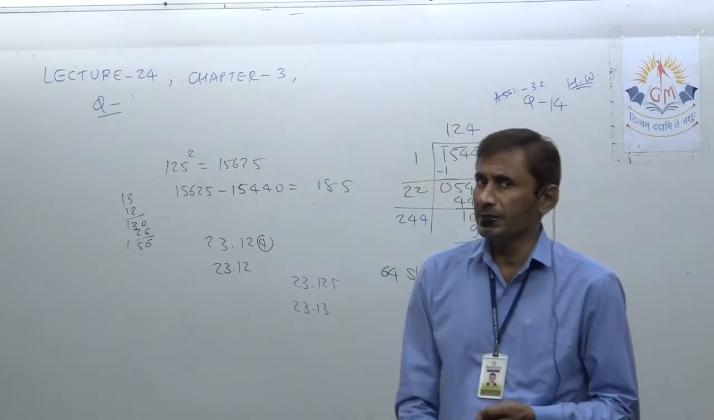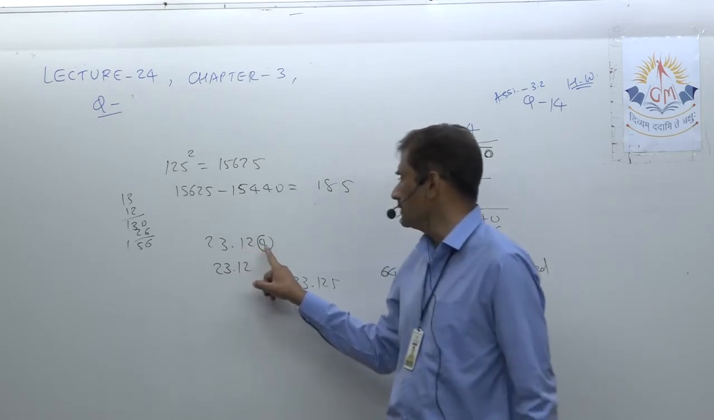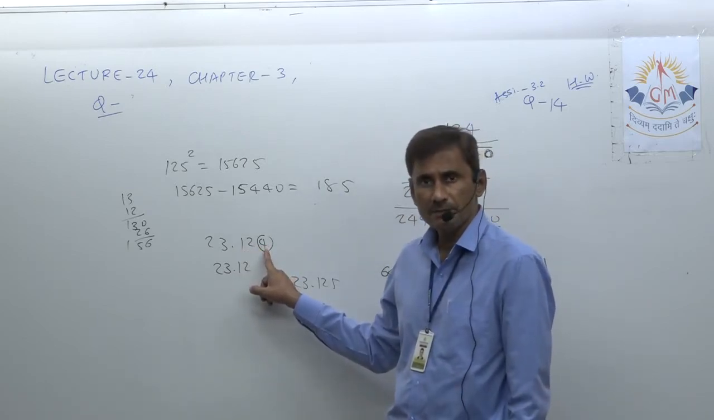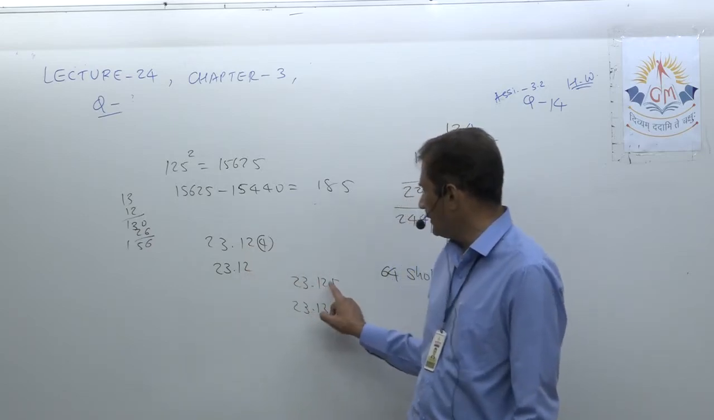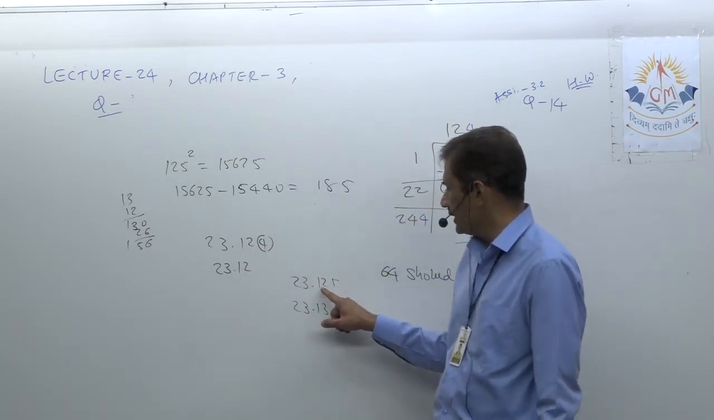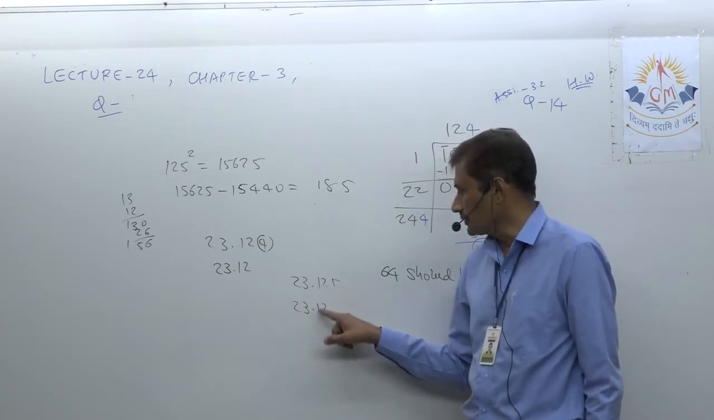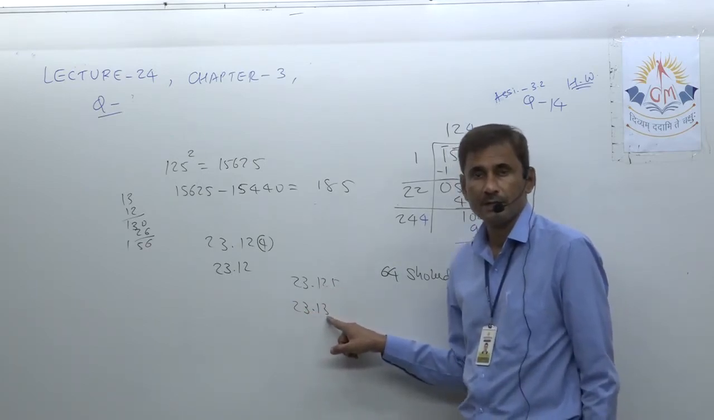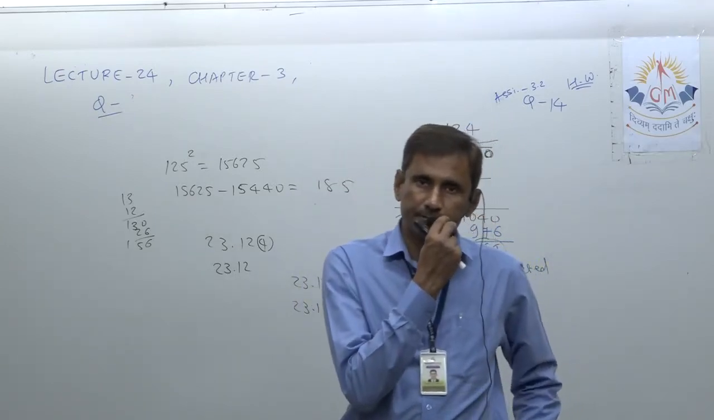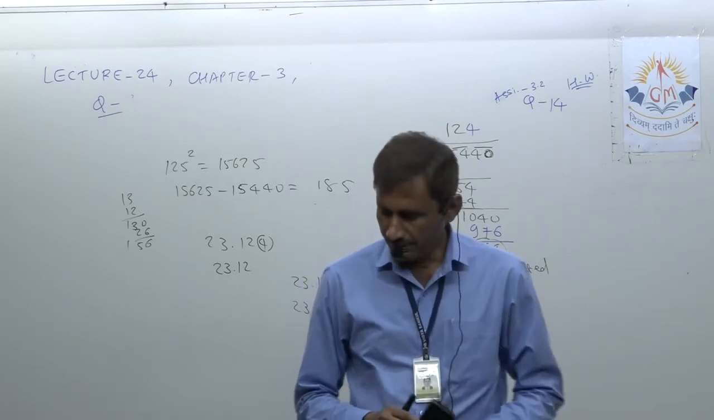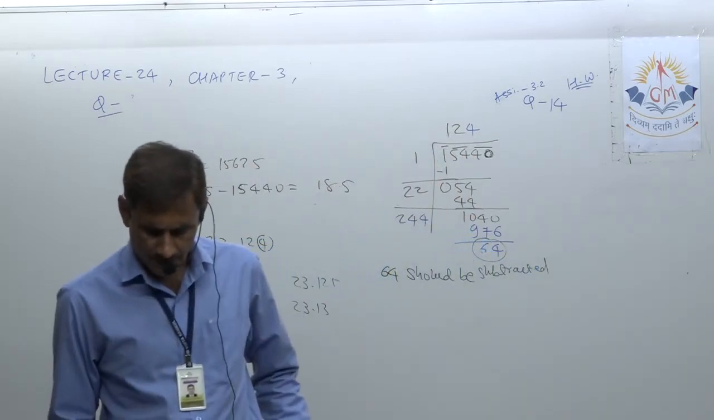So why are we finding the third decimal place? You understood? For rounding of that number. If it is less than 5, don't do anything. But if it is 5 or more than 5, suppose 6 is there, 7 is there, then I have to increase here by 1. So it becomes 23.13, not 23.12. Okay, so that is the case and rule here.